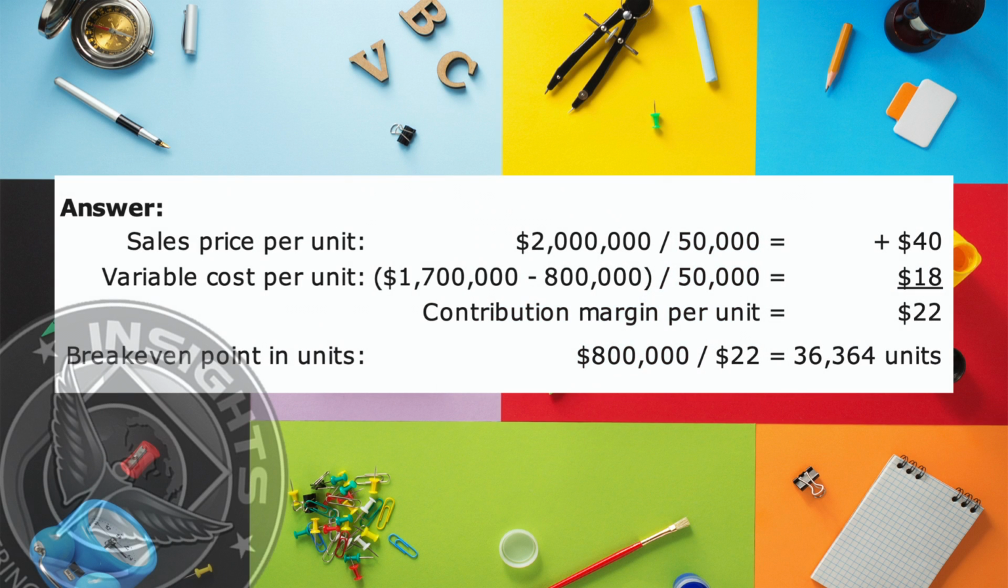The answer? The sales price per unit, which is 40, minus the variable cost per unit, which is 18, equals 22. Therefore, the contribution margin per unit is $22. And for the break-even point in units, using the formula in the example, 800,000 divided by 22 equals 36,364. Therefore, the break-even point in units is 36,364 units. Good job, mate!